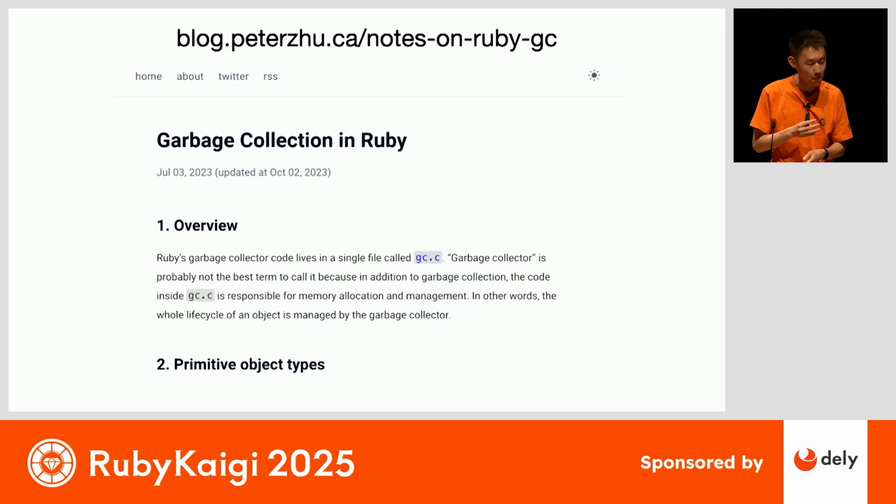So that was a brief and simplified introduction to how the Mark Sweep Compact garbage collector works in Ruby. There are many optimizations and implementation details that were omitted from this introduction. So I have a blog post linked here that describes how the garbage collector works in much greater detail, and please check it out after the talk if you're interested.